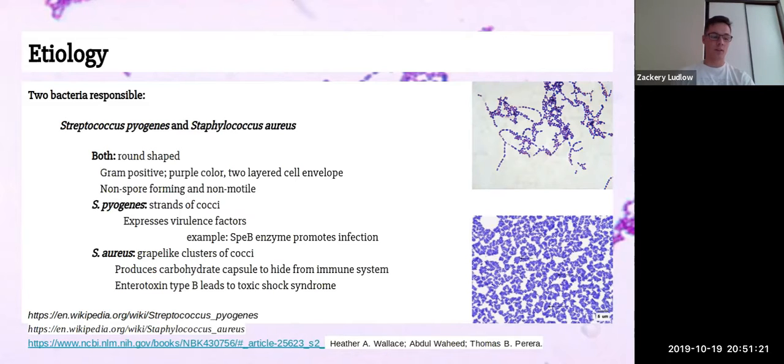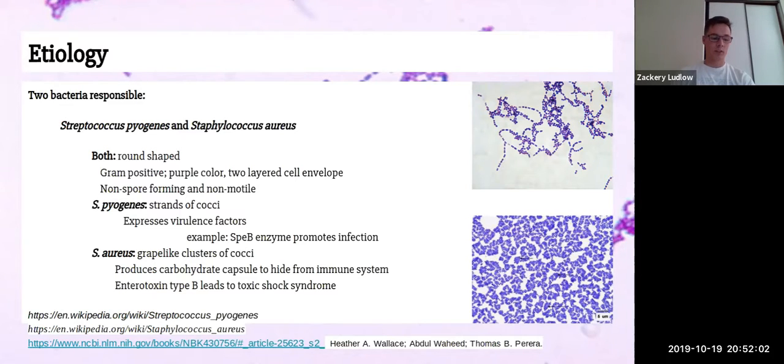Neither bacteria form endospores, so they don't have a dormant phase, and neither are motile, so they don't move around. They don't have anything like flagella or anything like that. Streptococcus pyogenes occurs in strands or chains of cocci, as you can see by the top picture on the right, while Staphylococcus aureus occurs in grape-like clusters of cocci, as you can see by the bottom picture on the right. Both pictures are gram stains, and you can see that they're both purple, so they're both positive.